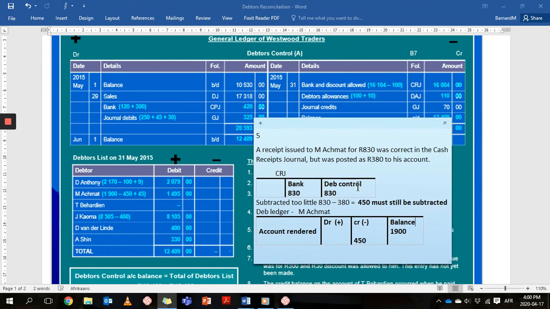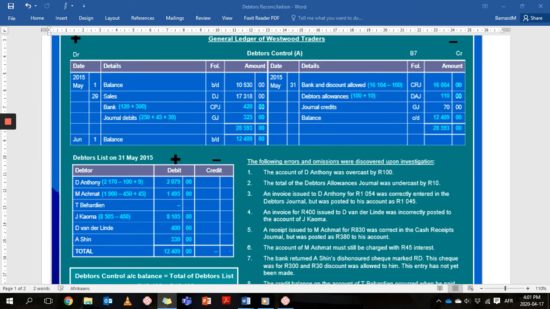Then if I look at number 5, it says a receipt issued to Ahmad for 830 was correct and in the CRJ, but was posted as 380 rand. So there's no problem here in the CRJ. The problem is then in his account. So we subtracted 450 too little. So we need to subtract another 450. So that's the reason we subtracted there in his account. That is number 5.